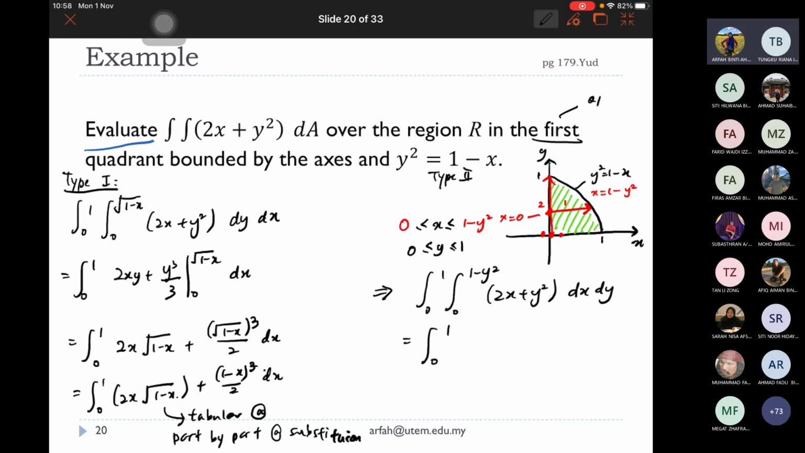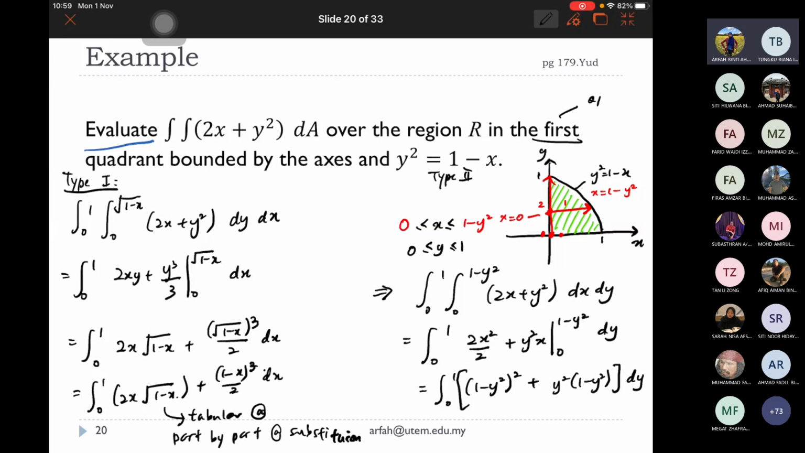So type 2 ni 0, 1 integrate 2x kuasa 2/2 tambah y kuasa 2 x, 0, 1 tolak y squared dy. So settlekan lah. Integration 0 ke 1 x kuasa 2 tu jadi 1 tolak y kuasa 2 tambah 1 tolak y kuasa 2 x dy. Kita gantikan dalam x. Y kuasa 2 remain darab 1 tolak y kuasa 2. So kan lebih mudah kan? Integration by using type 2 is much more easy. Integration by using type 2 region is easier.